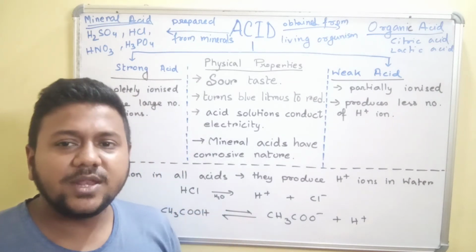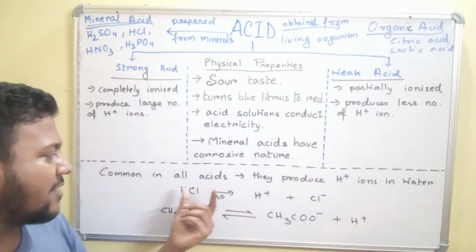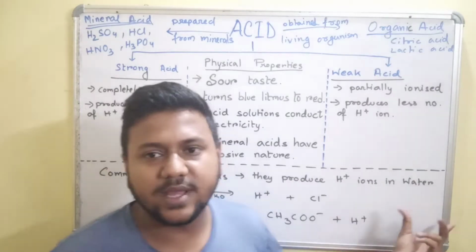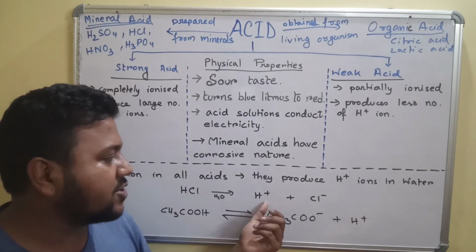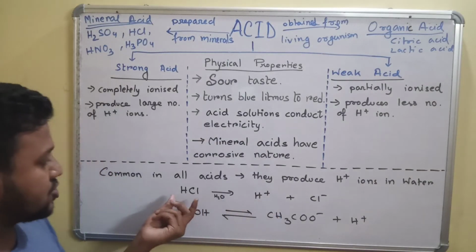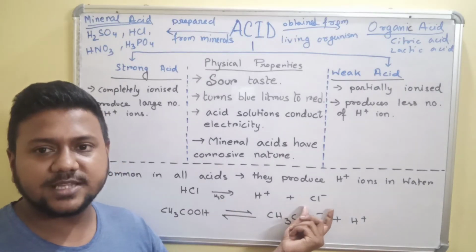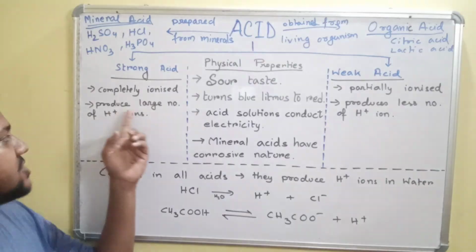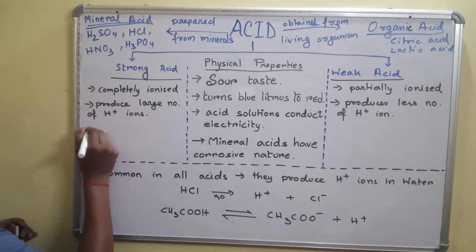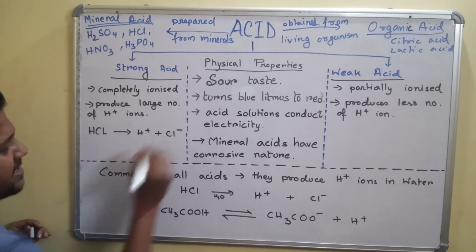Now we know all acids, whether mineral or organic, have one thing in common: they produce H+ ions in water. When they are dissociated in water, they produce H+ ions. When a strong acid is dissolved in water, it completely ionizes into H+ and Cl- ions, producing a large number of H+ ions. So in short, HCl dissociates into H+ plus Cl-.